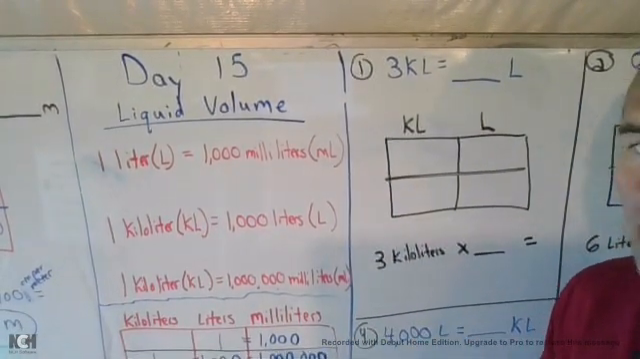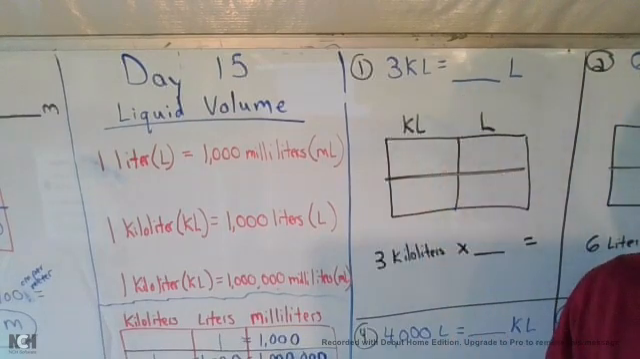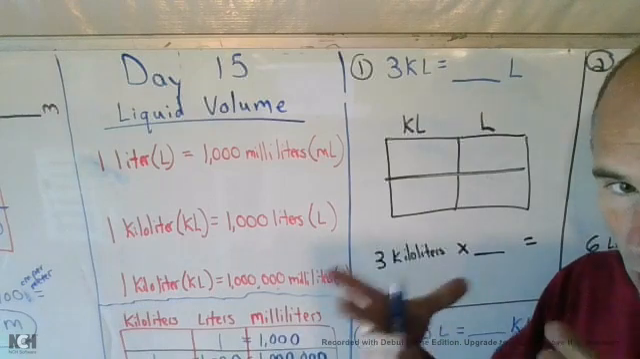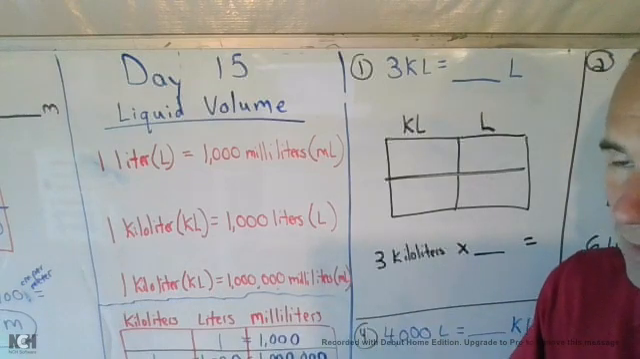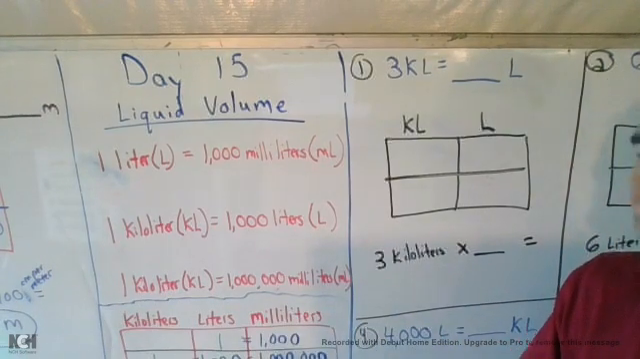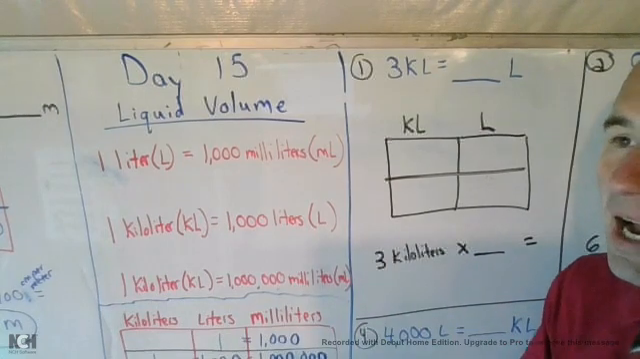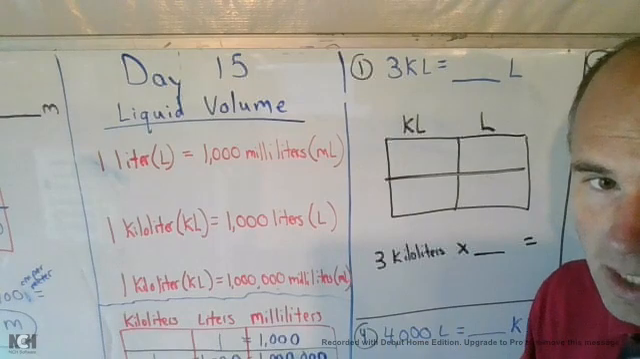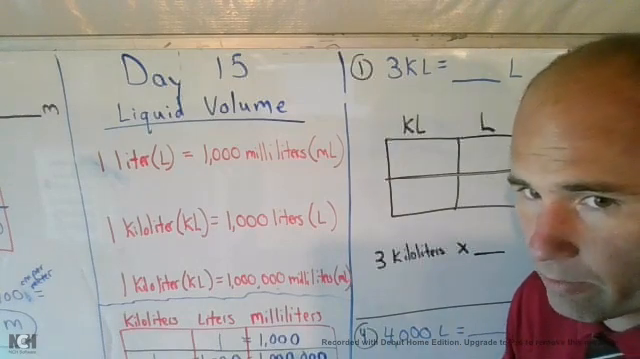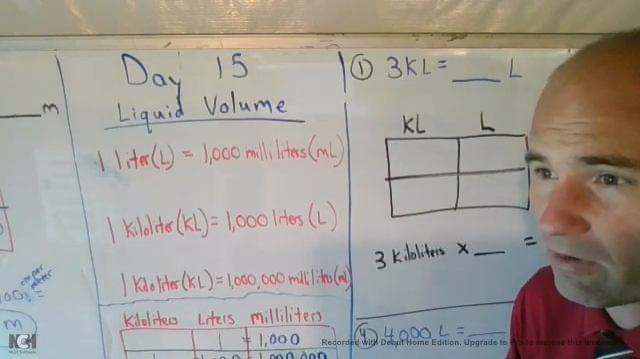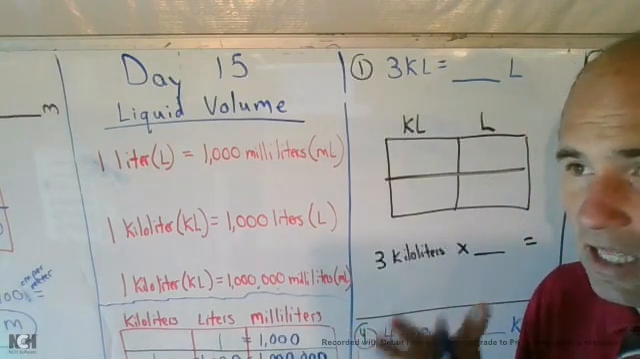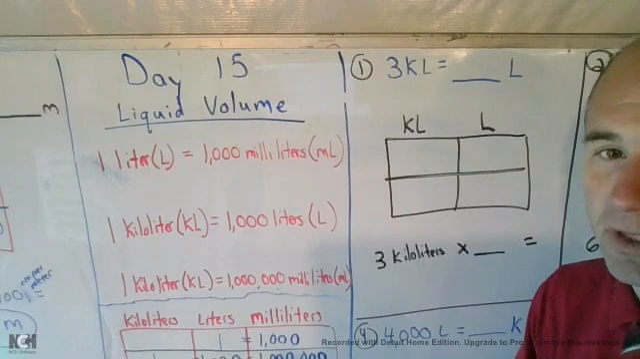All right, here we are with 3 kiloliters. Now we talked about kiloliters as a pretty large amount. A kiloliter could be 500 soda bottles, right? I don't think you've ever been to a party where you've purchased 500 soda bottles. So you probably haven't seen that large an amount of liquid.